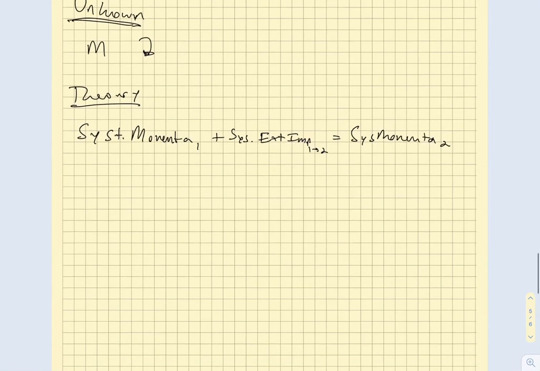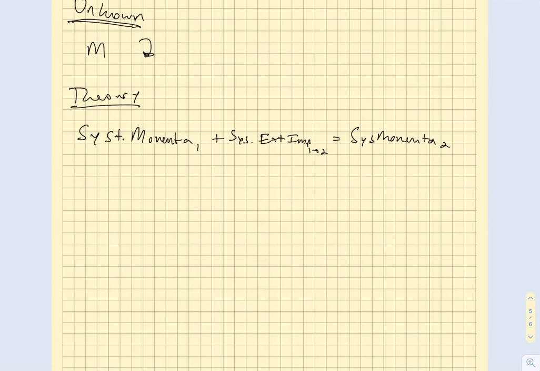In our theory, remember, system momenta for state 1 plus the system external impulse from 1 to 2 is equal to the system momenta for state 2.